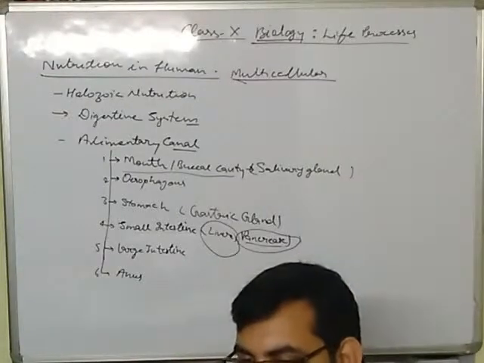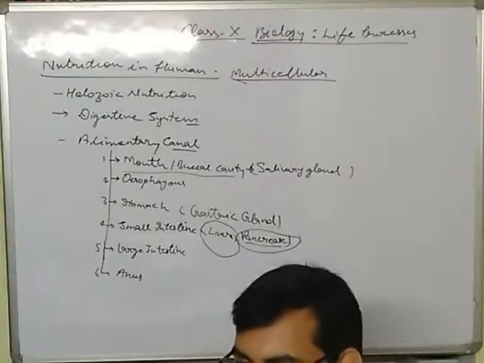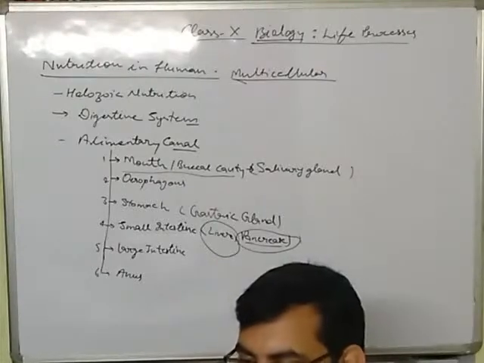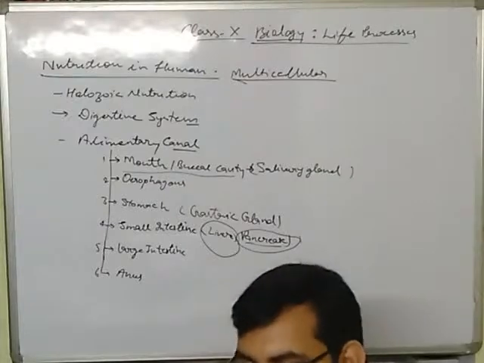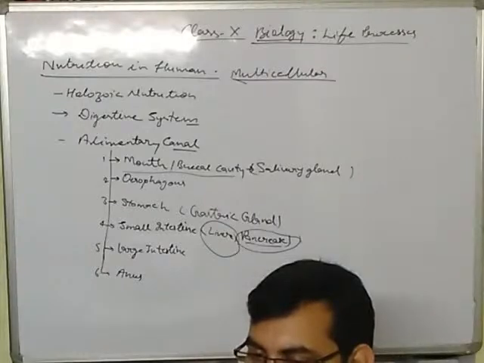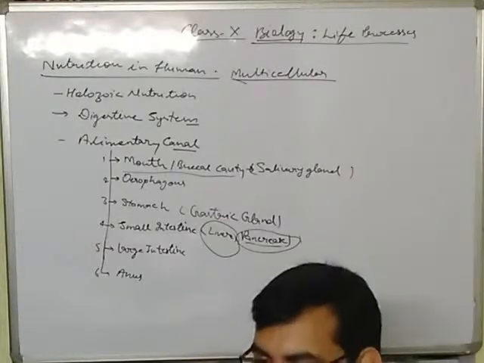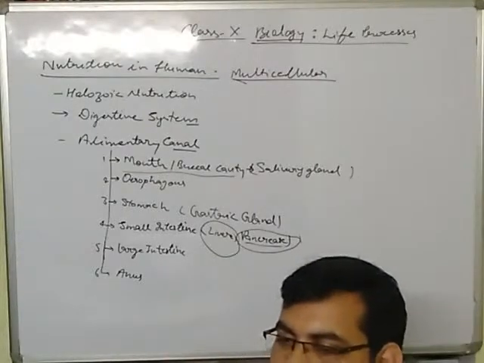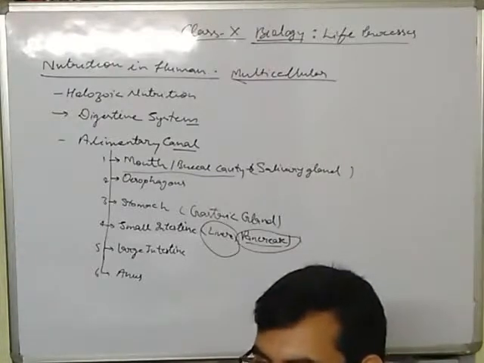Carbohydrate digestion begins in our buccal cavity first. The digestion of carbohydrate starts from our buccal cavity with the help of saliva. In saliva, there is a special kind of enzyme termed ptyalin or salivary amylase. It helps in digestion of starch. It breaks down starch into maltose.